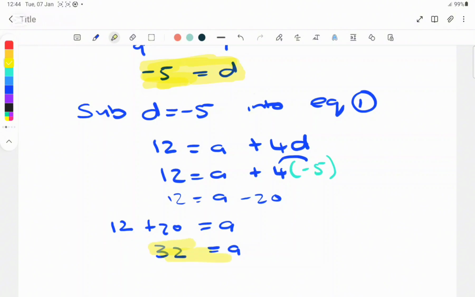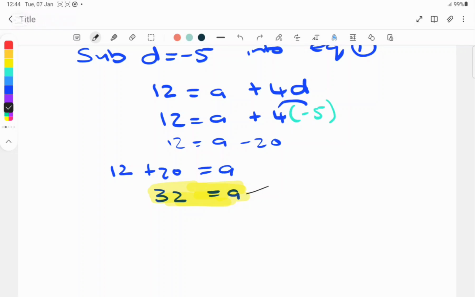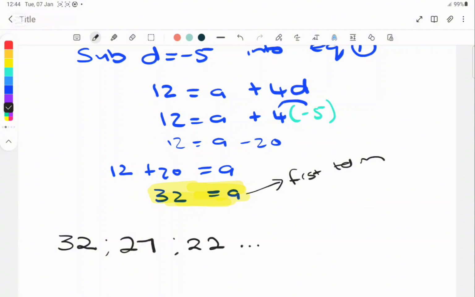Okay, so the question was determine A and D. So we've done that. We have A and D. And they wanted the first three terms. Just remember grade 12, A is the first term. So our sequence will start with 32. Then we're going to add the constant difference, which is minus 5. So what's 32 minus 5? 27. What's 27 minus 5? 22. And there I have my sequence.